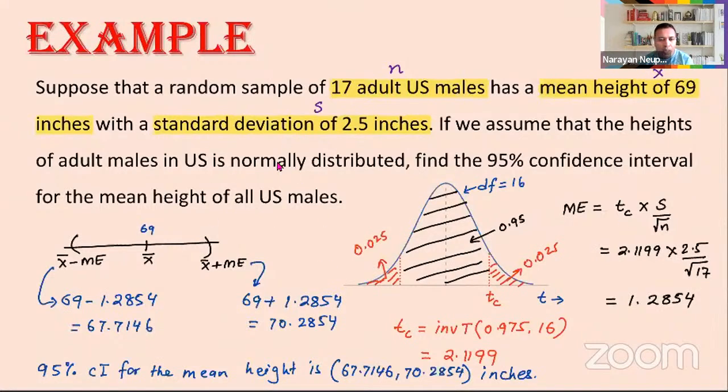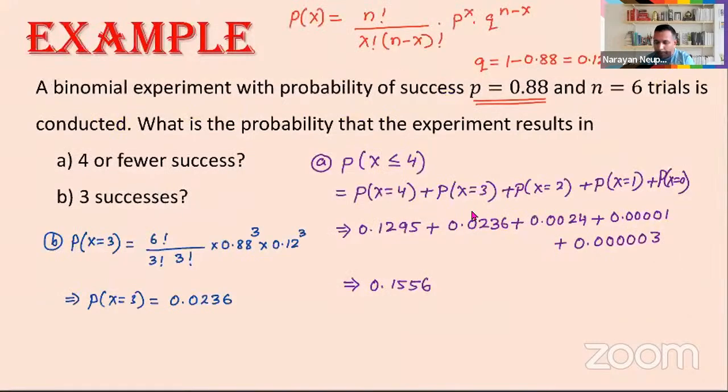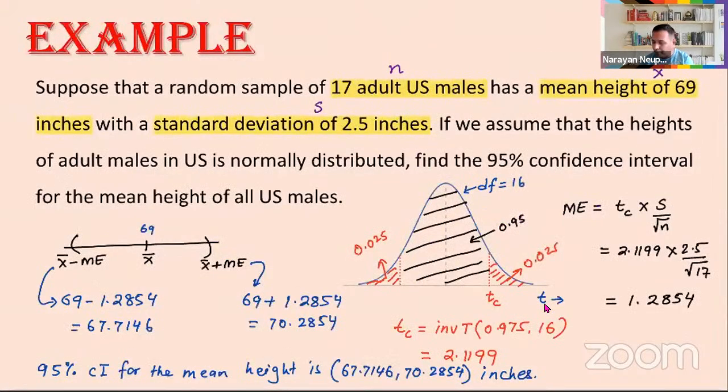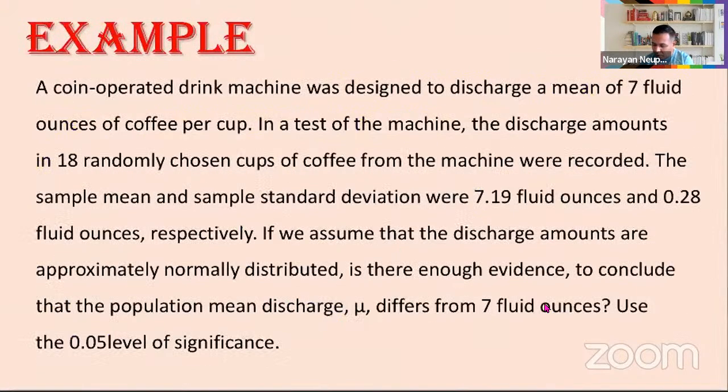So this one is the example from Unit 7 on confidence interval. The previous problem we did, which was on the binomial probability distribution, was from chapter 5, and this is from chapter 7. Now let's move on to the next one. You can see this is a long question here, and this is on hypothesis testing. So let's first read the problem.